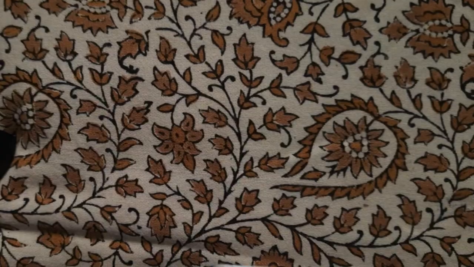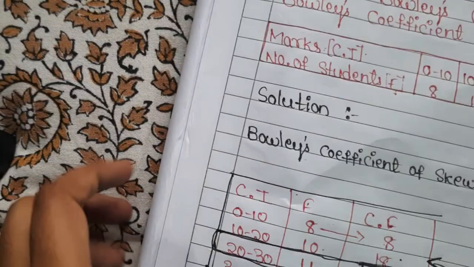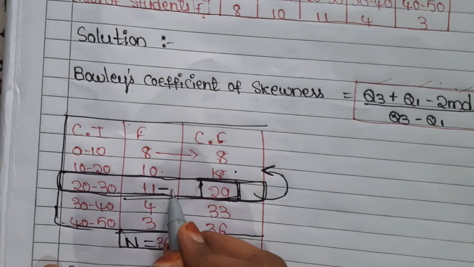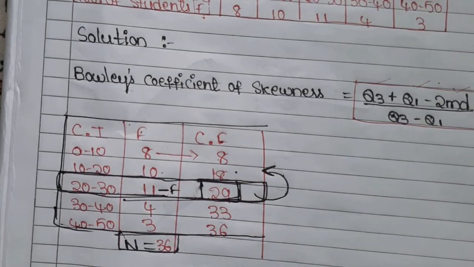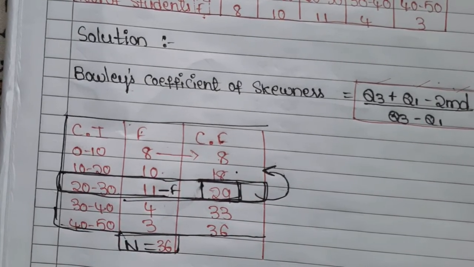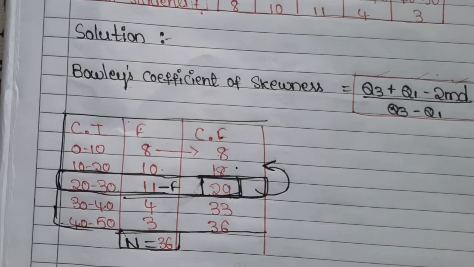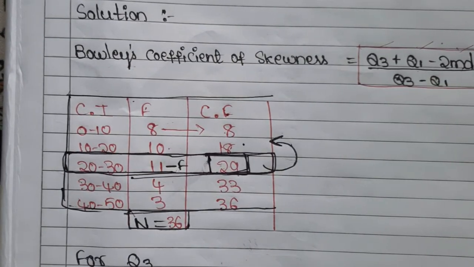Then f, what will be f? We have f here, no? F is nothing but frequency. So we got this as term, no? So this 11 will be our frequency. I hope you got it. If you are having any confusion, please go back and watch the video again.